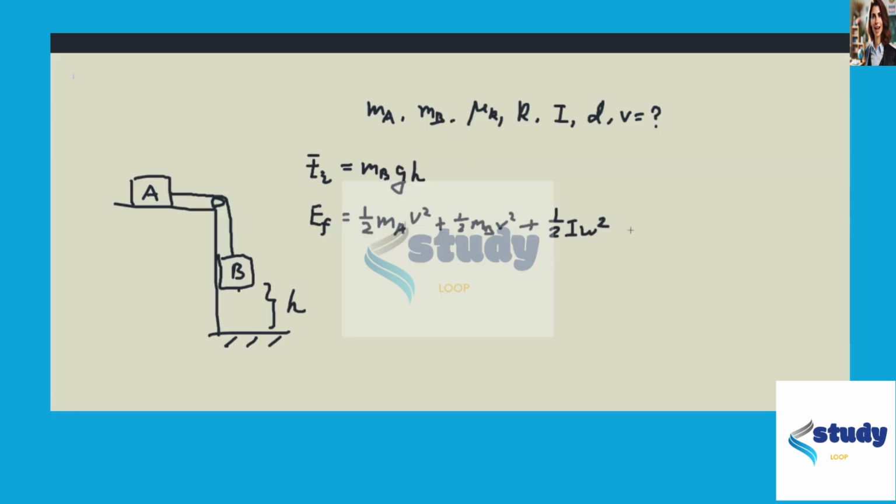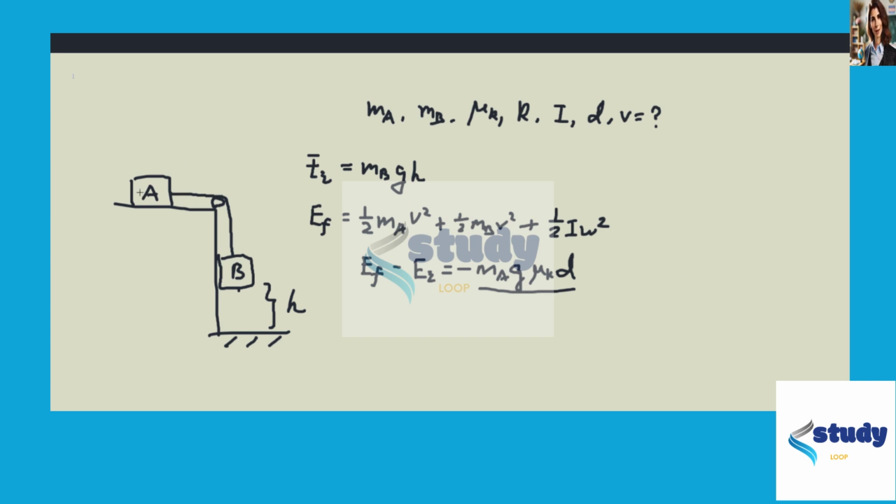Okay, and furthermore, we know that the total energy for this problem is not really conserved due to the existence of friction. So E final minus E initial is equal to negative MA G mu K, which is the frictional force, multiplied by distance D. This is the work done by the frictional force, which we can see from the following.